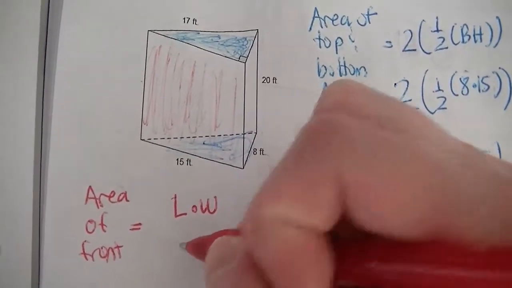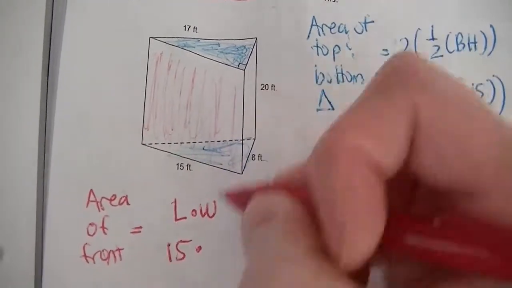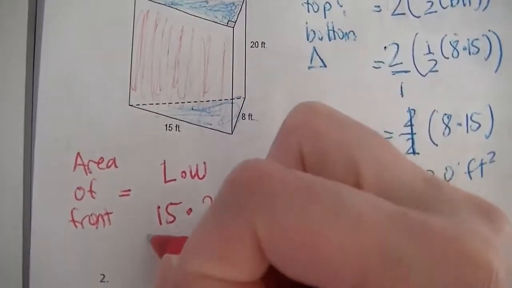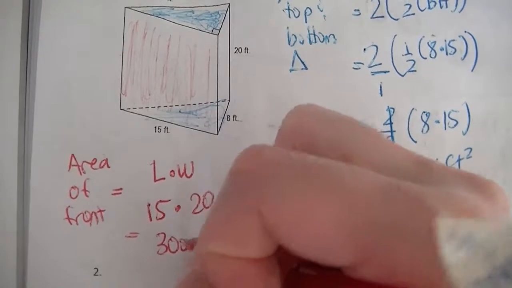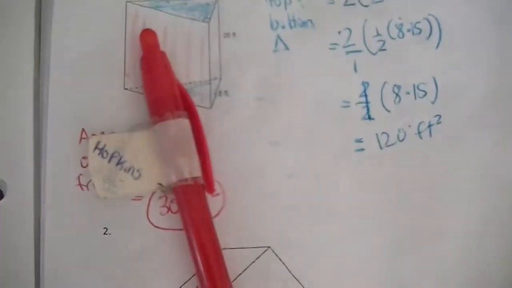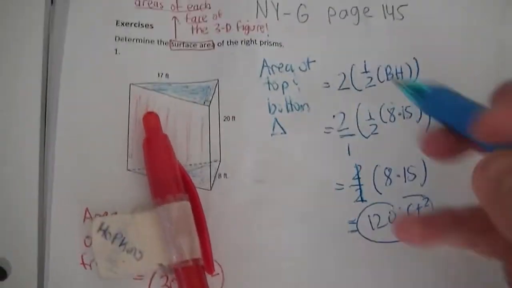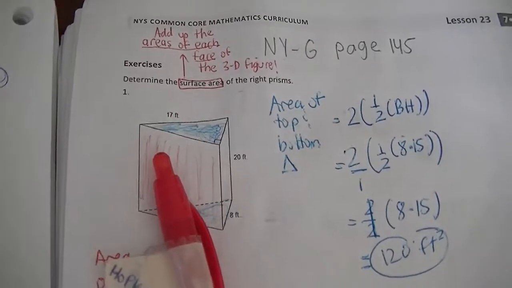So length times width, or you could say base times height. Let's see, 15 times 20. And 15 times 20 is 300 feet squared. And I need to circle these because I know at the very end I'm going to need to add them together, because surface area is when you add up all the areas of each one of the sides of that 3D figure. So got this side, got the top and the bottom.